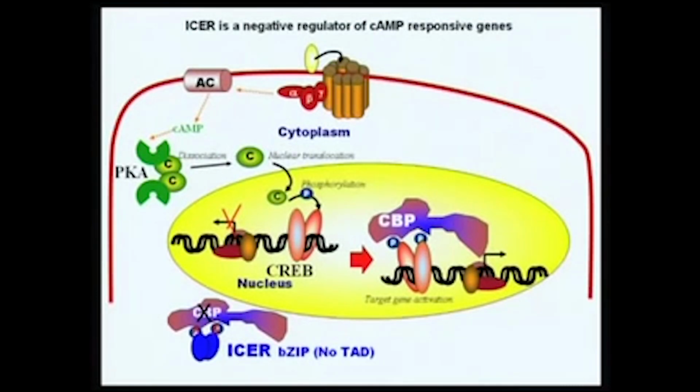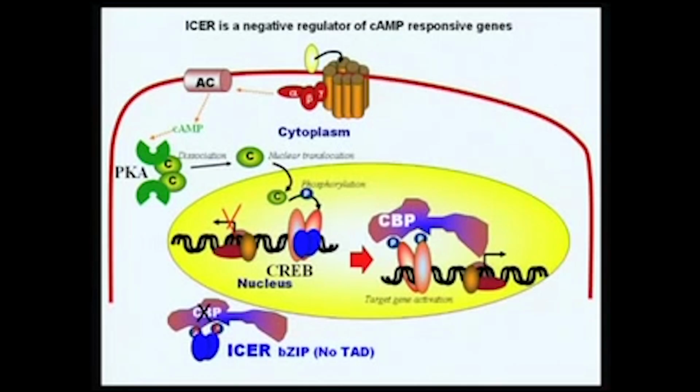This is just a cartoon which again tells you how important the ICER is. We have already discussed this cartoon in the previous slide. The only thing I am adding here is that when ICER expression is induced instead of CREB, ICER now goes and binds to the cyclic AMP response element, and since ICER contains only the DNA binding domain, it cannot be phosphorylated by protein kinase A, and therefore it cannot interact with CBP, and therefore ICER acts as a negative regulator of cyclic AMP response elements.